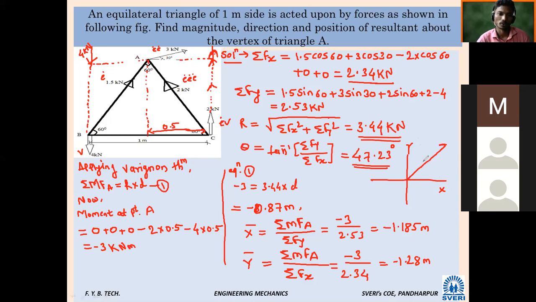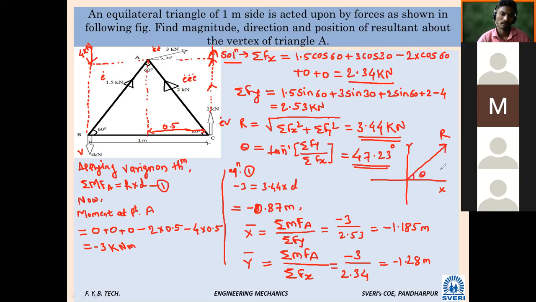Okay, so we have to show the arrow. How are our X and Y? Both are positive. So the upward arrow will come, no? Upward R and here theta. Like this, simple. Only like this you can show.